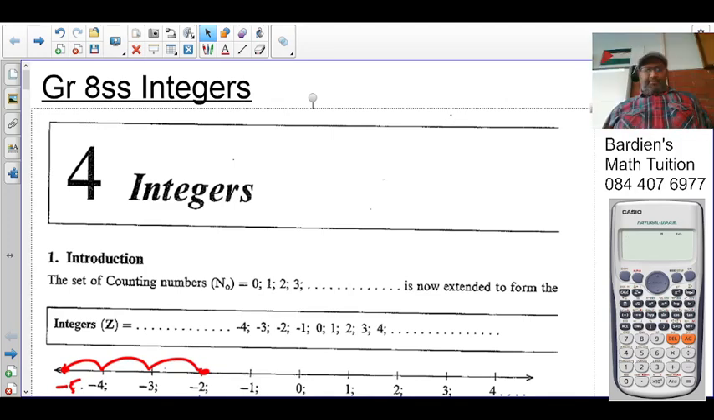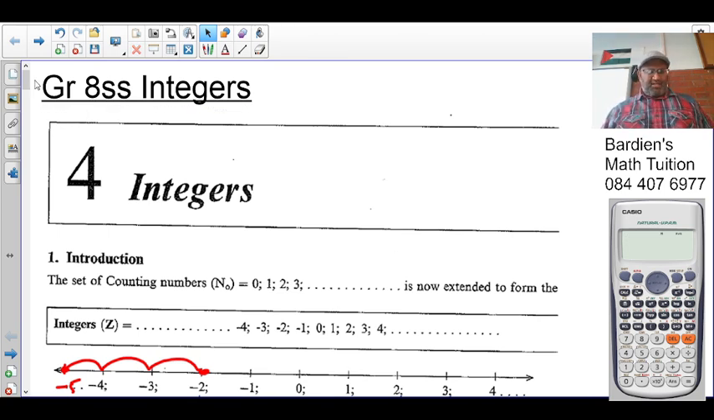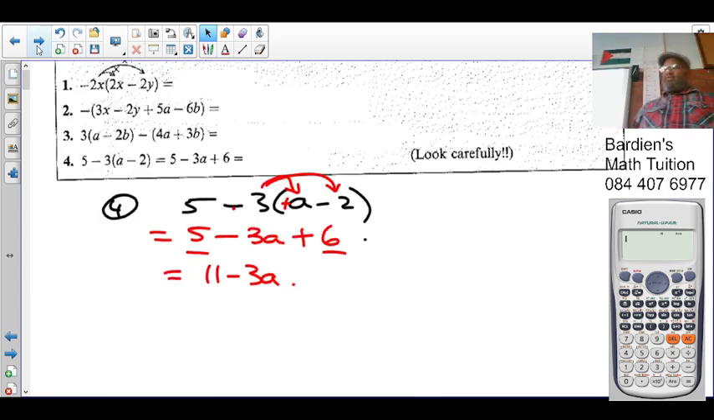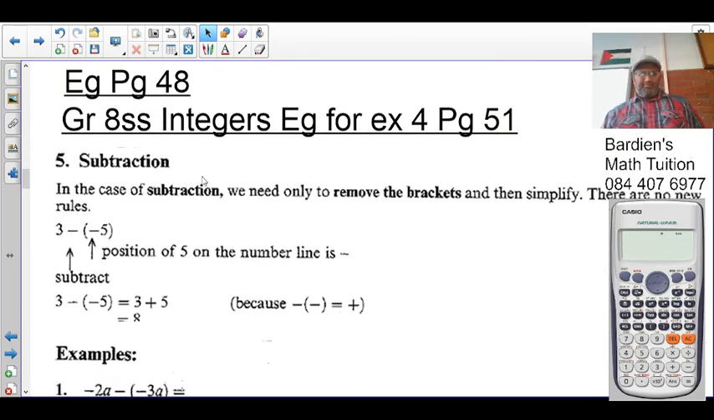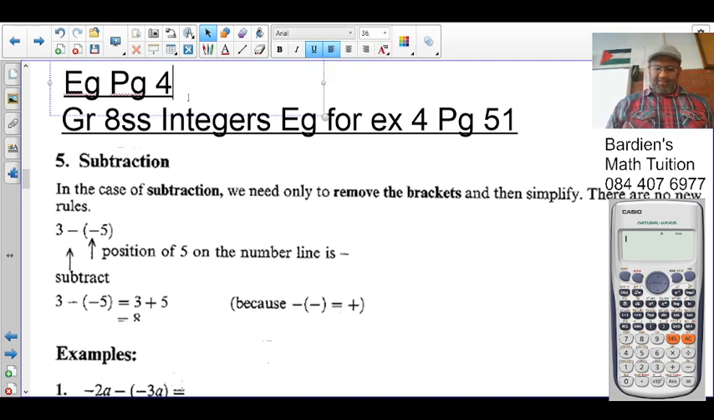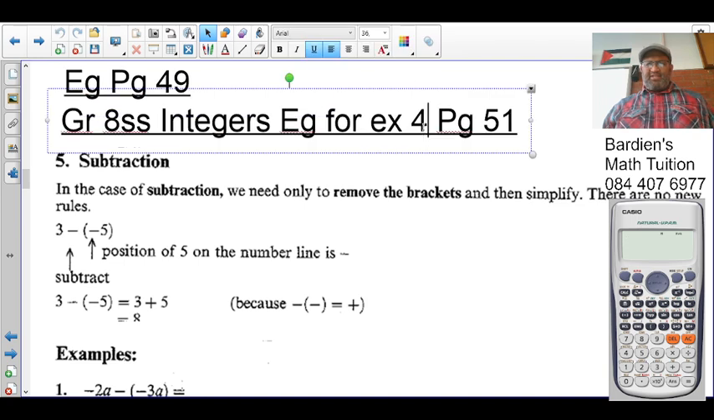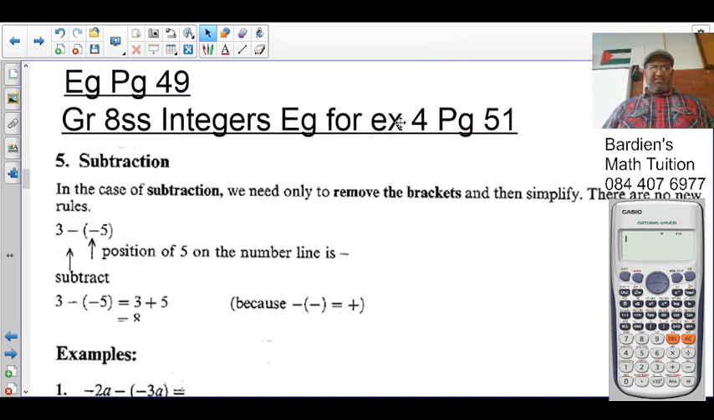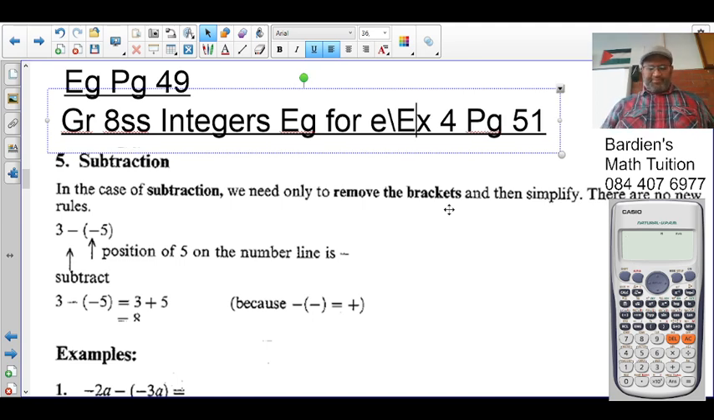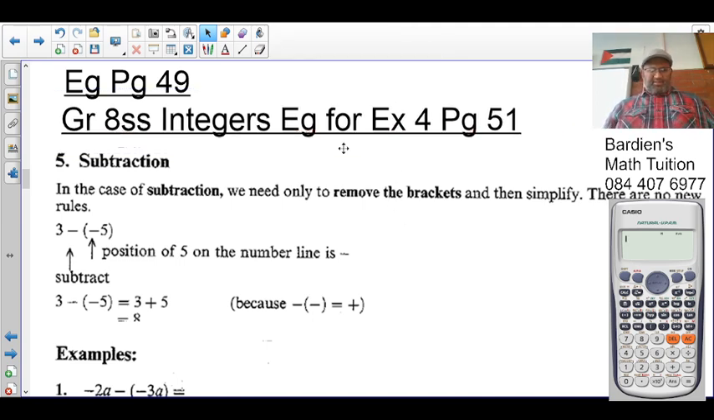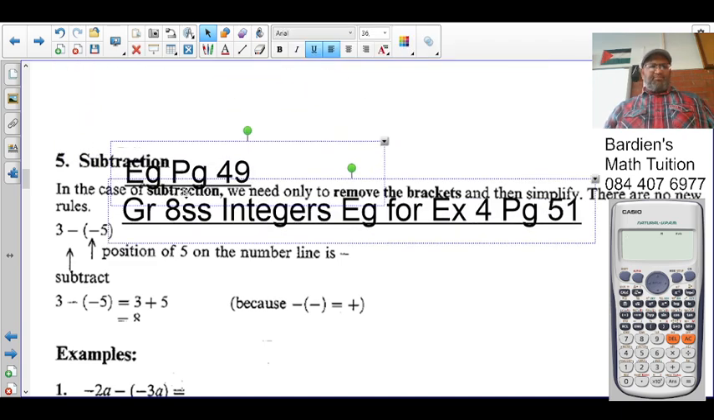Okay, good morning class. So today we're looking at integers. I think this is the last lesson dealing with the examples of integers. So at this point we're looking at subtraction, correct? And we're looking at examples on page 49, and it's for exercise 4, I think. Exercise 4 we did in parts, no? So it's a fairly large exercise. So that's where we're at. So today we're looking at subtraction.